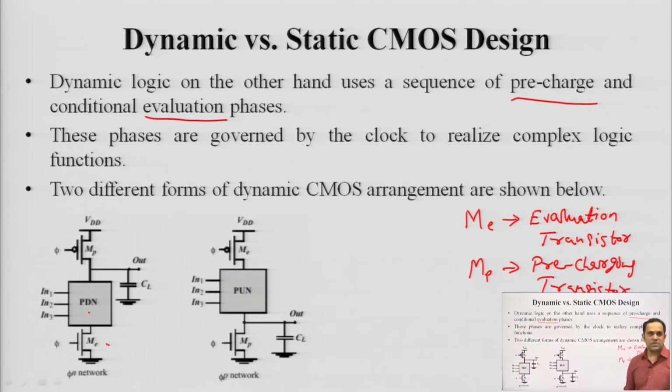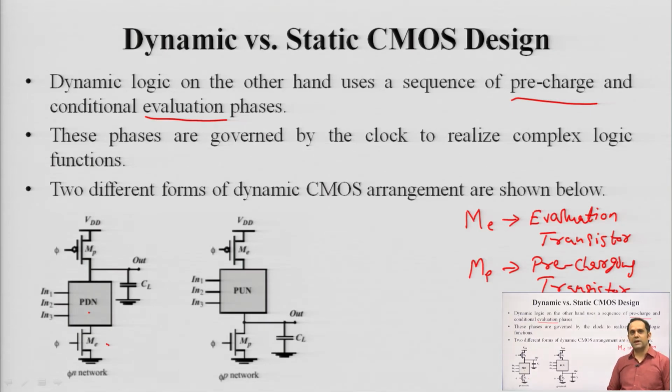And what is it we are charging? We are actually charging this load capacitor CL which is connected at this terminal. Okay. So, the drain of your pre-charging PMOS transistor and the drain of your pull down network are tied together to form your output terminal, and a capacitor is connected across it which is known as a load capacitor. It is this capacitor which is basically doing all the dynamic action. This is what is being charged by the pre-charging operation.